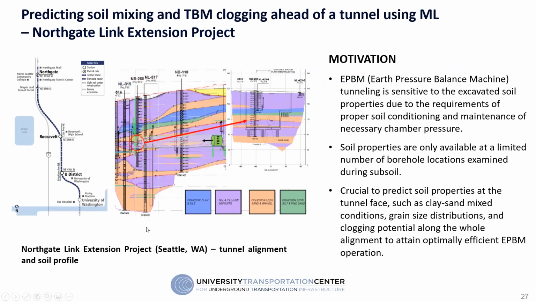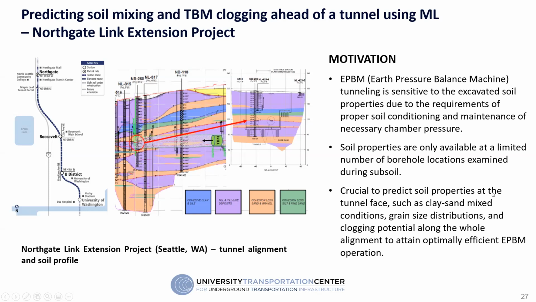The second example is predicting soil mixing and TBM clogging ahead of a tunnel using ML. This is an earth pressure balance machine, and it's important to anticipate what's ahead because one of the big problems is that the TBM can clog if we encounter a particular type of soil. This problem was encountered in the Northgate Link Extension Project in Seattle, Washington, from University of Washington to Northgate Mall.